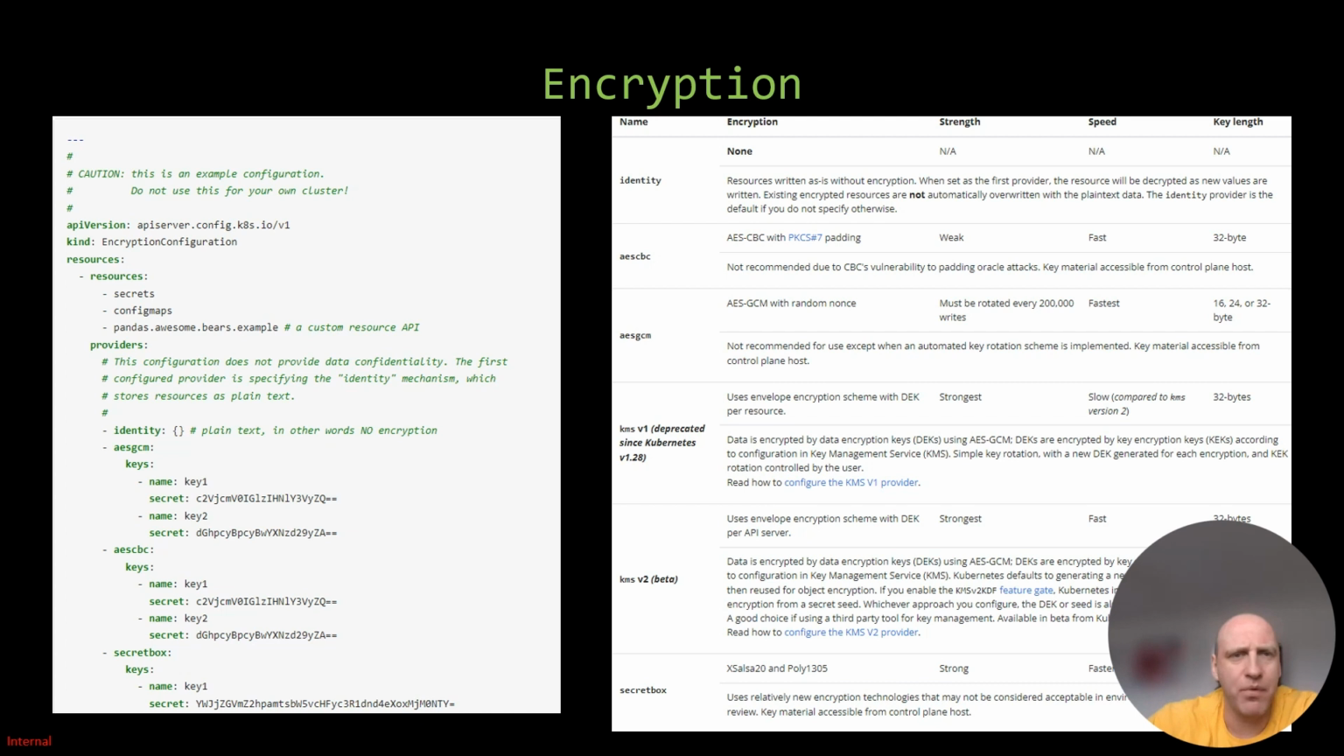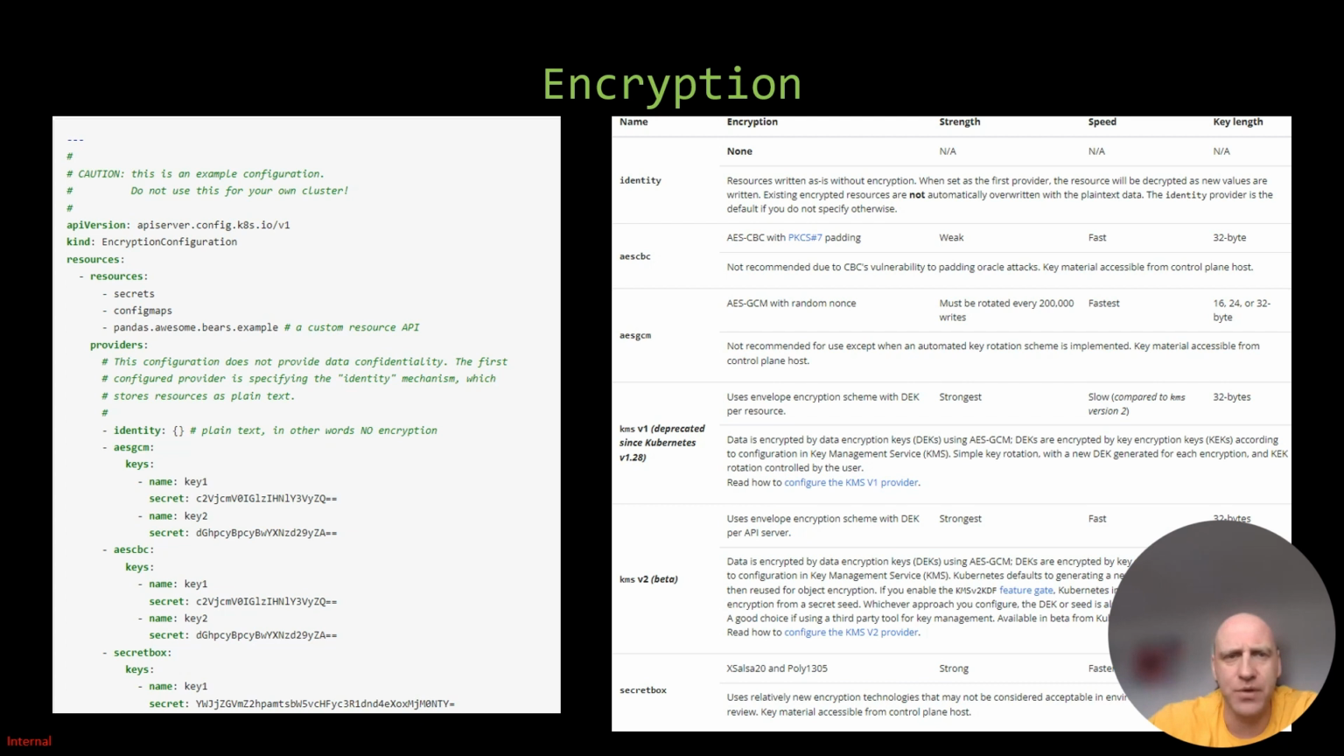So the providers array is an ordered list of possible encryption providers to use for the APIs that you listed. Each provider supports multiple keys. The keys are tried in order for decryption. And if the provider is the first provider, the first key is used for encryption.